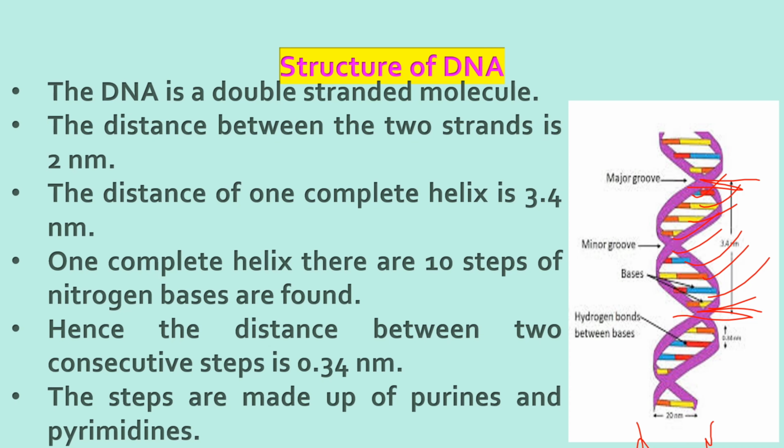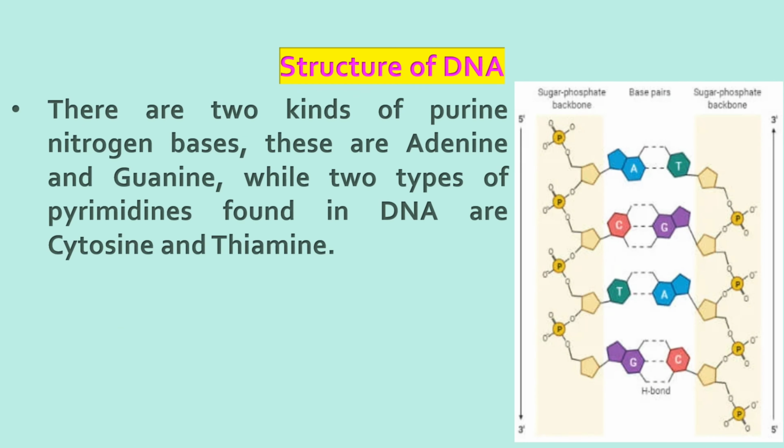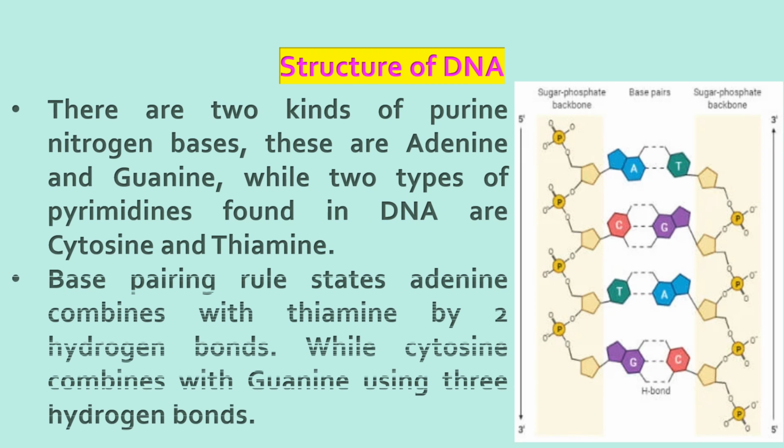The steps are made up of purines and pyrimidines. So purines combine with pyrimidines and pyrimidines combine with purines. There are two kinds of purines and two kinds of pyrimidines. The two kinds of purines are adenine and guanine, and the two kinds of pyrimidines are cytosine and thymine. However, another kind of pyrimidine is found in RNA, and that is uracil in place of thymine. Now, there is a base pairing rule.